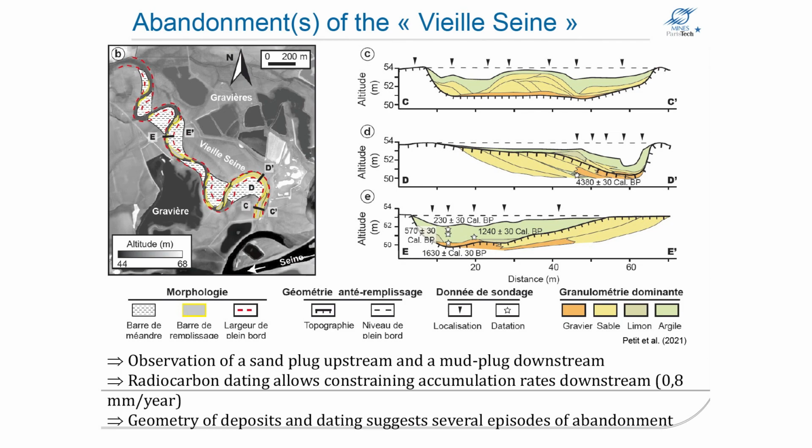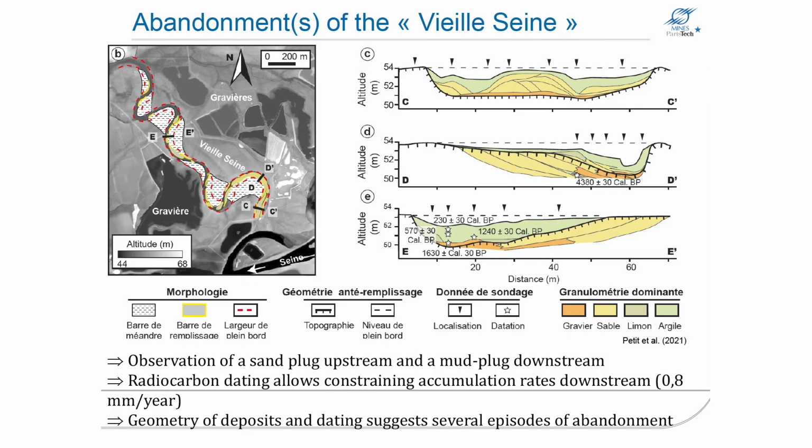So what you can see is that in the upstream part it's more sandy, and in the downstream part there's more clay. So that's the mark of the paleo sand plug that helped the disconnection between the channels. So on the clay part, we did some radiocarbon sampling, and we could constrain an accumulation rate, which is a bit less than a millimeter per year in that area.